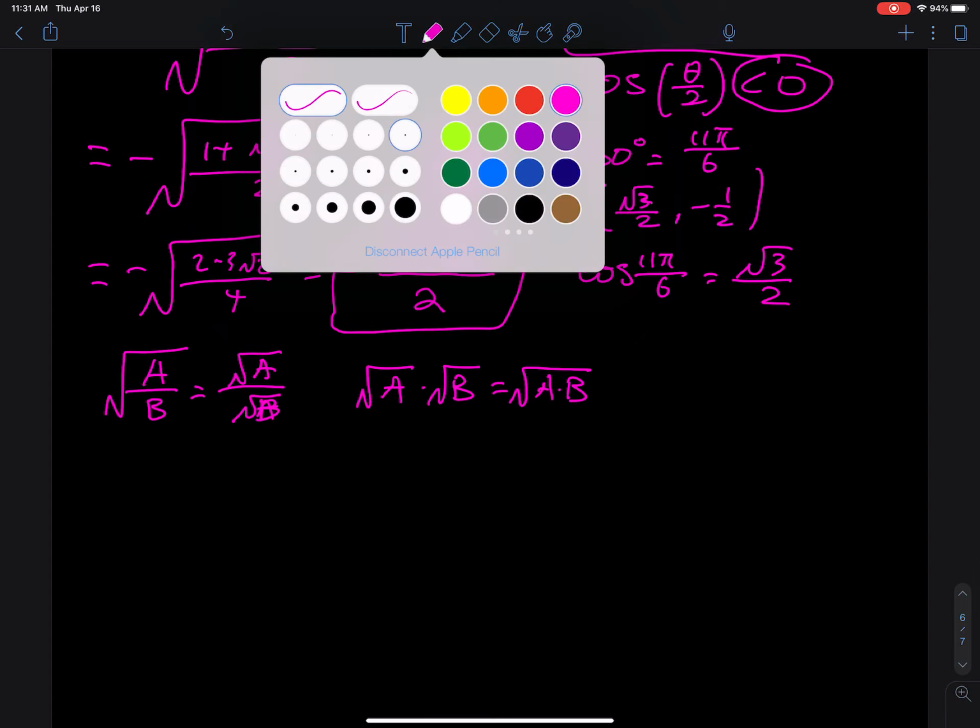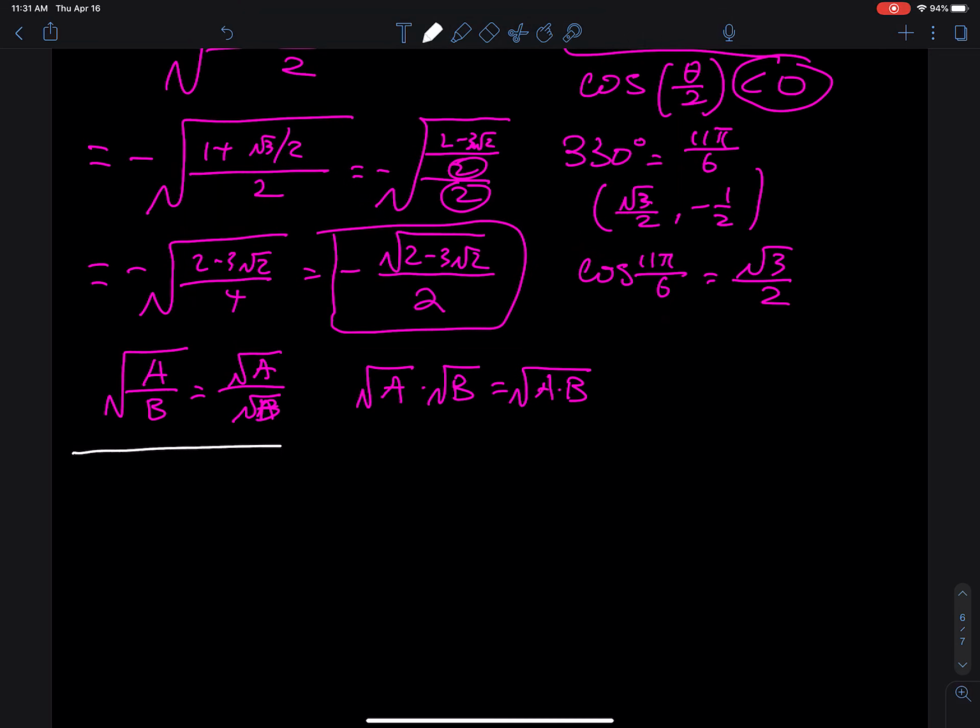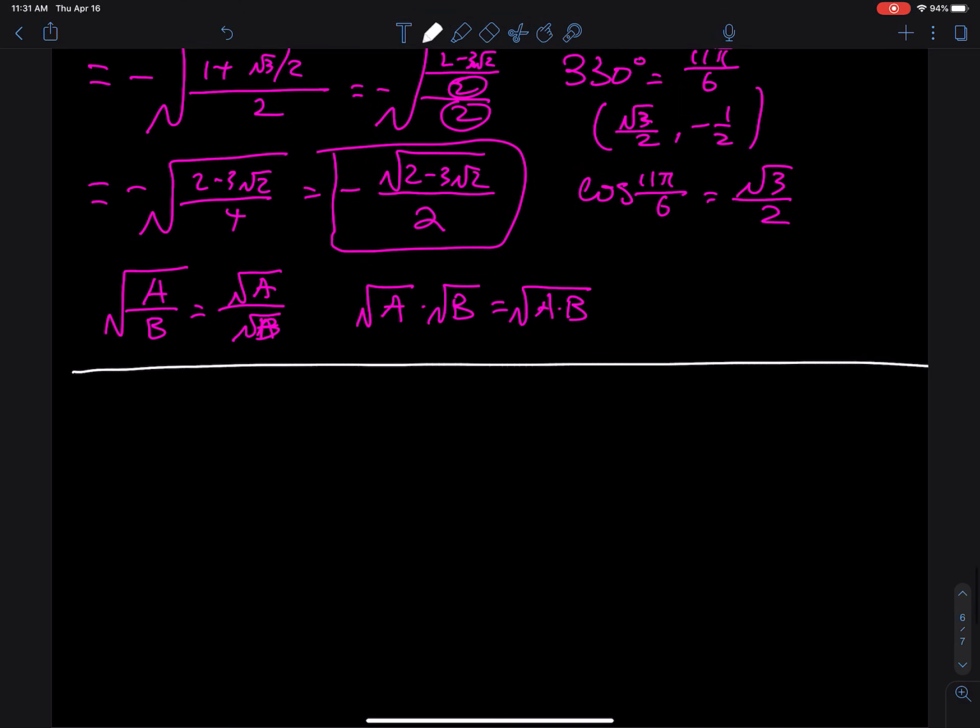Next, we have, what color should we use? Let's use white. The next one is number 4. We have a secant of 15 pi divided by 8. I don't want to work with a secant because we don't have a half angle formula for the secant, so I'm going to put that as 1 divided by cosine 15 pi divided by 8.